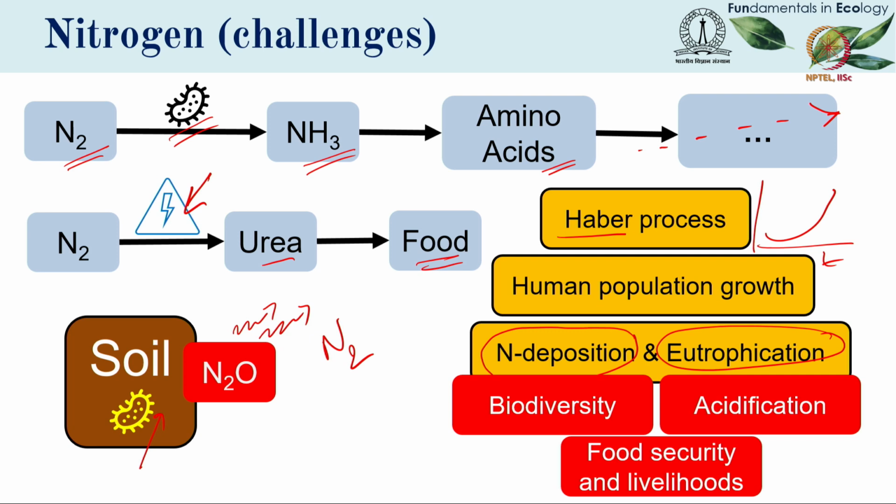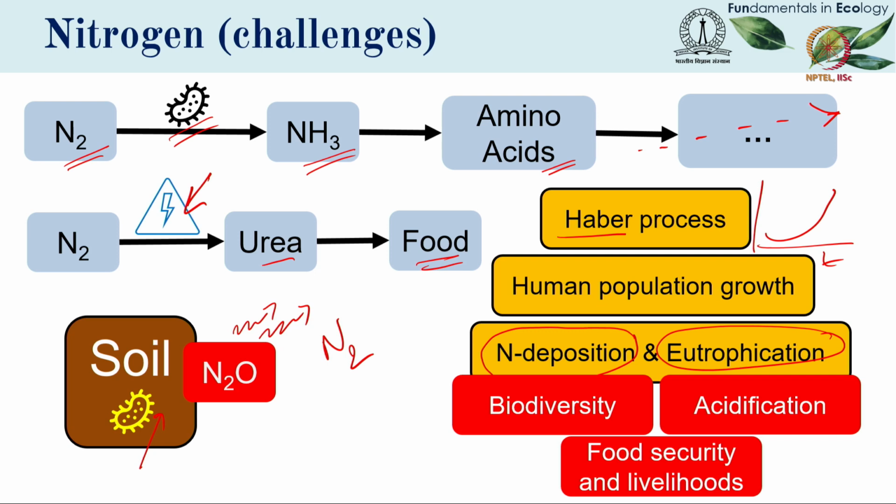Now nitrogen in this form, N2O, is extremely potent as a greenhouse gas. It has much more warming potential than carbon dioxide when it reaches the air. And so if soils are leaking nitrogen oxides, then that's very bad news for global warming.